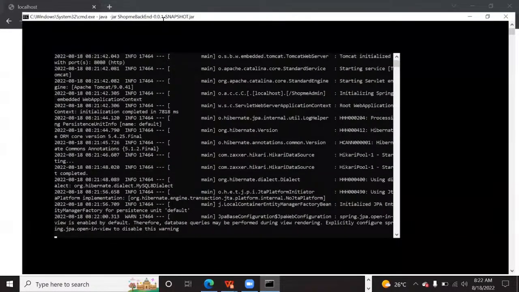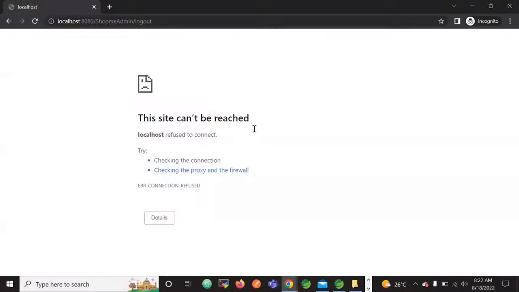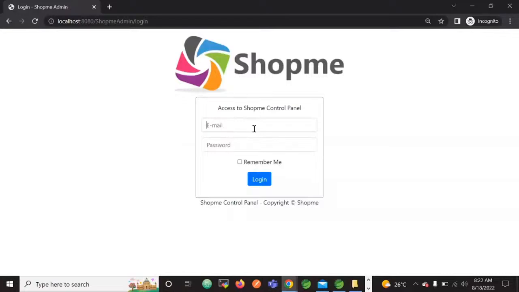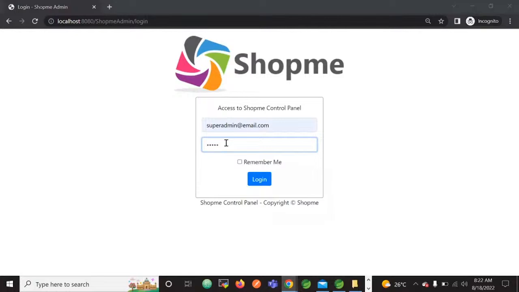This is also one of the applications. Shopify is one of the applications. So let me log in as a super admin. See, I'm logging in as a super admin. That means this user is already registered. Carefully observe, the user is already registered in the database.